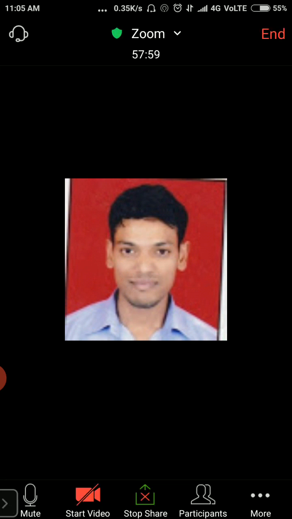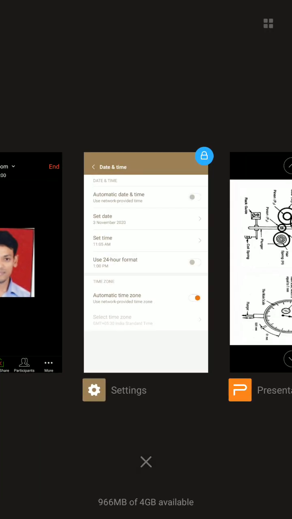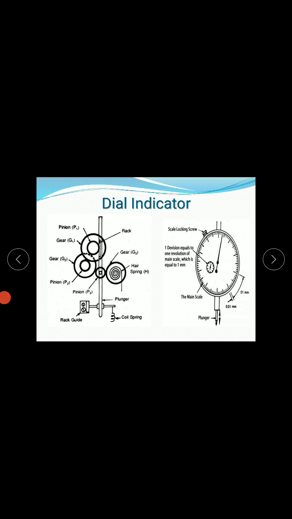Good morning, students. In the previous lecture, we discussed comparators, their types, then mechanical comparators, their types, then construction and working of mechanical comparator. So let's see what is mechanical comparator. As we know, if we use mechanical components for comparison purpose, then it becomes a mechanical comparator.